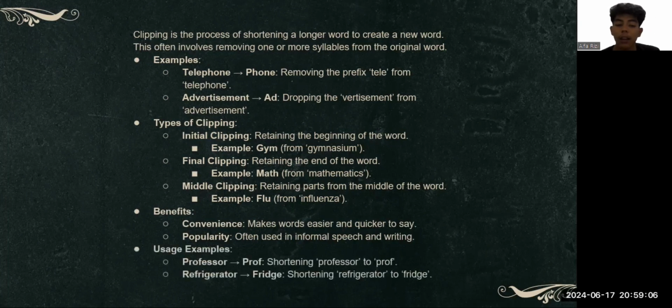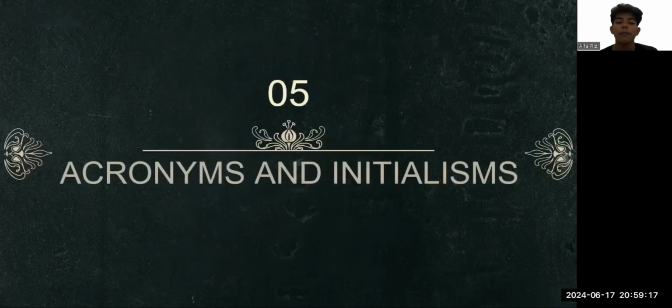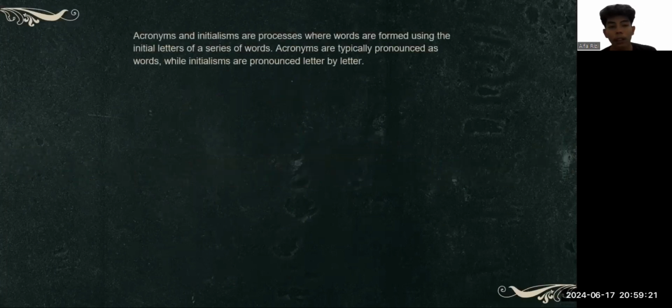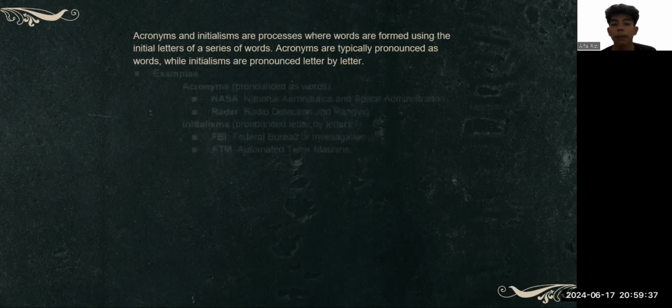Using examples: professor to prof, shortening professor to prof; refrigerator to fridge, shortening refrigerator to fridge. Fifth is acronym and initialism. Acronyms and initialisms are processes where words are formed using the initial letters of a series of words. Acronyms are typically pronounced as words, while initialisms are pronounced letter by letter.